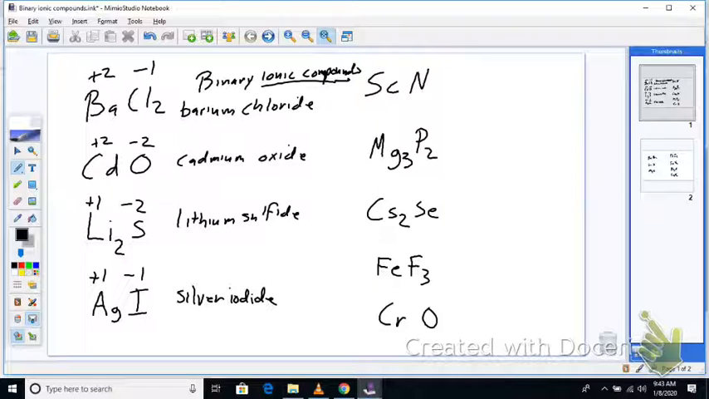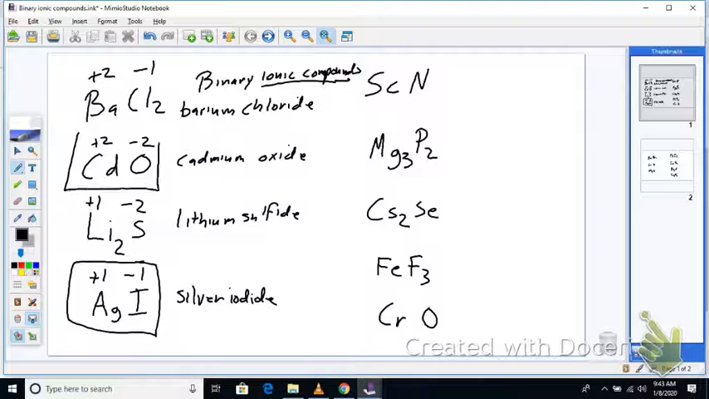When it's +1, -1, there's no subscript. But if it's like +1, -2, right. If they're the same value but just opposite, then you don't need subscripts. Does that make sense? Okay. So like this one here, when they're the same and opposite, you don't need subscripts.